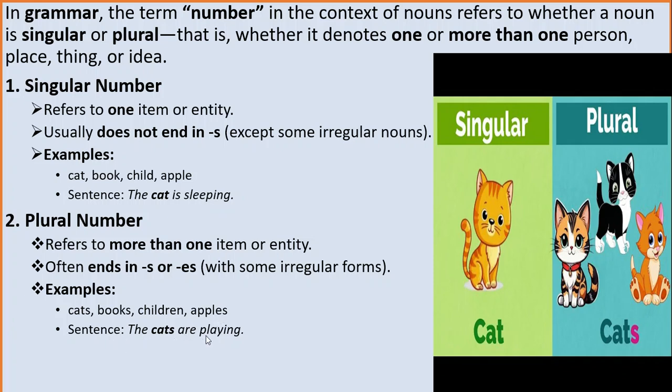The cats are playing. Now look at the picture here. This one is singular number and this one is plural number. In the singular, only one cat is here, that's why it is singular number. And here there are three cats, that's why it is plural number. So singular number means one and plural number means more than one.